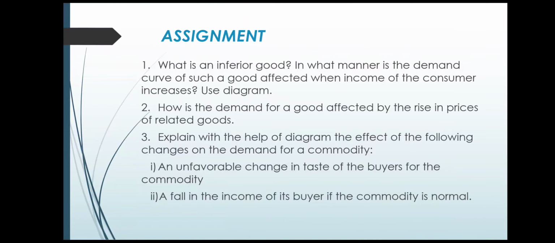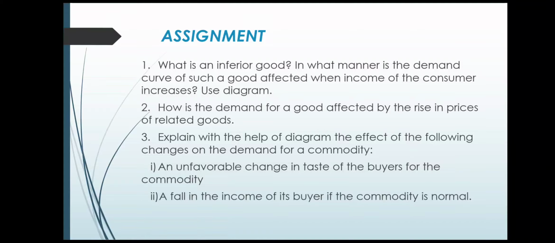So these are a few assignment questions. The first question is, what is an inferior good? In what manner is the demand curve of such a good affected when income of the consumer increases? Use diagram. So just now you studied about cross price effect. Similar is the income effect. You have already studied about it. So you need to draw a graph.